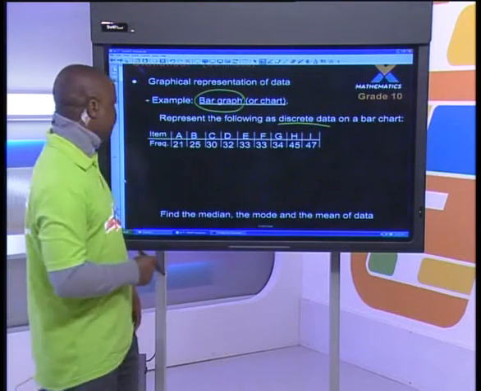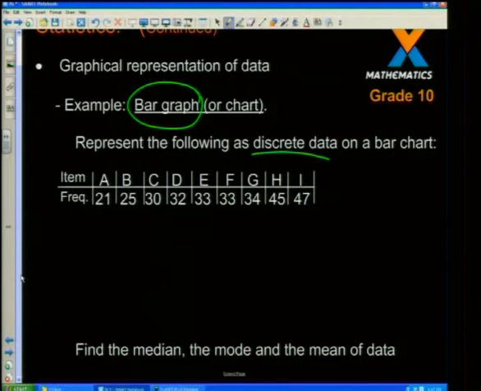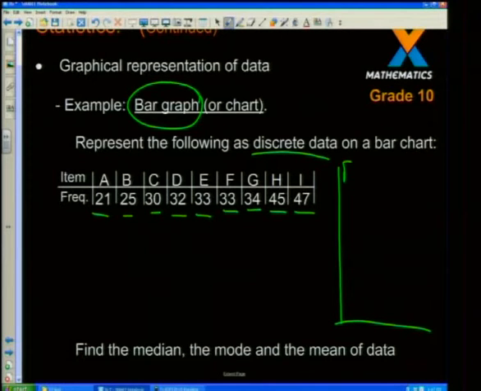If I can read it out, for those who are writing, you've got items A, B, C, D, E, F, G, H, and I. And what has been counted? You've got the frequencies for them, which are 21, 25, 30, 32, 33, 33, 34, 45, and 47. So with the bar graph, you are going to plot your frequency, or the actual measurement, on the vertical axis. And right here at the bottom, you will then list your items: A, B, C, D, and E like that.